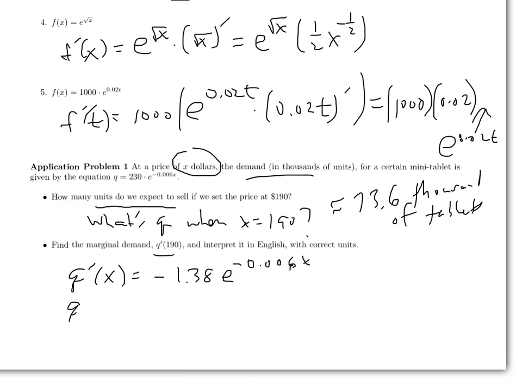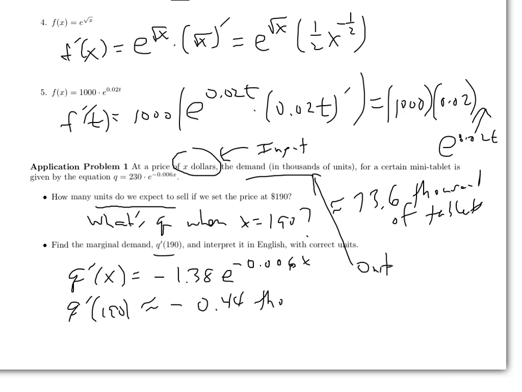Anyway, so then Q prime of 190 means put $190 in for X. And if you do that, you get approximately negative 0.44. And so the units on this, remember the output units are in thousands of units. So output is in thousands of tablets, output of Q. The input into Q is in dollars.